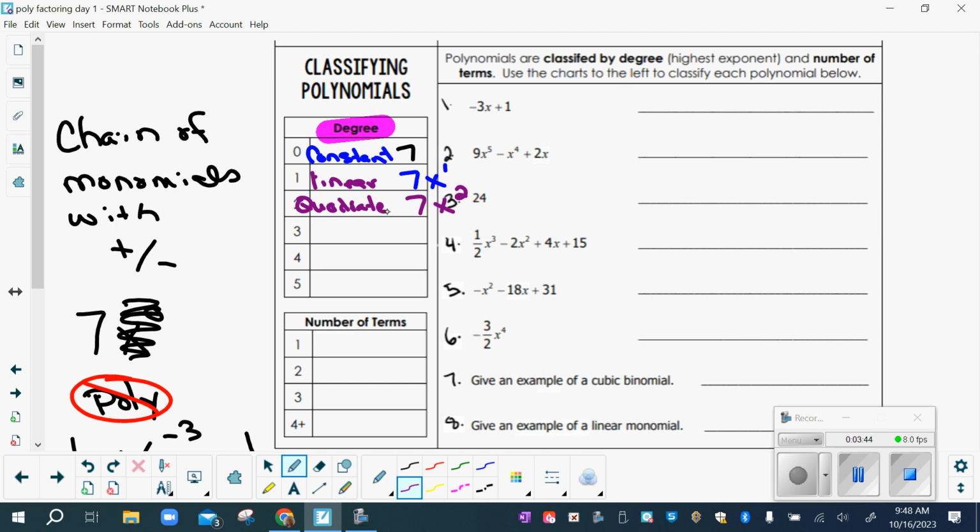Okay. What if I had 7x to the third power? Anything to the third power. Does anyone remember what that's called? Cubic. It's called a cubic. You got it. They get weird now.